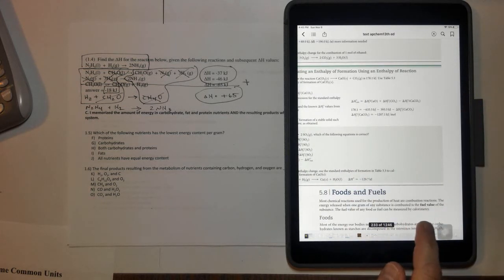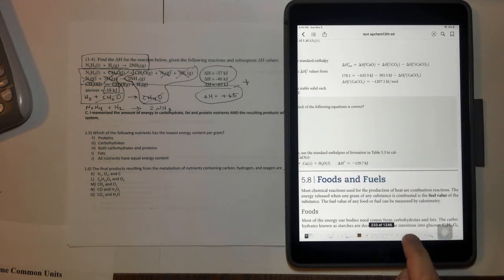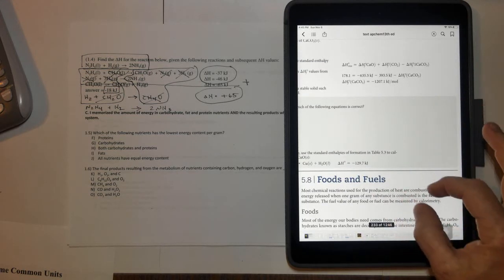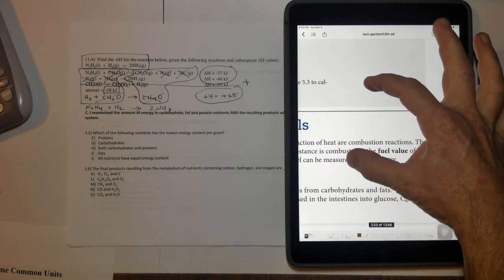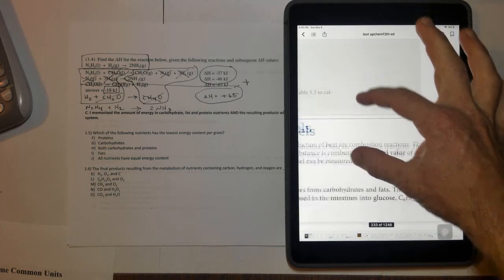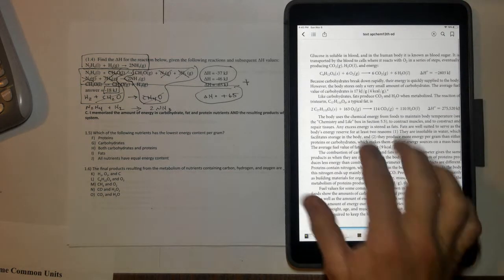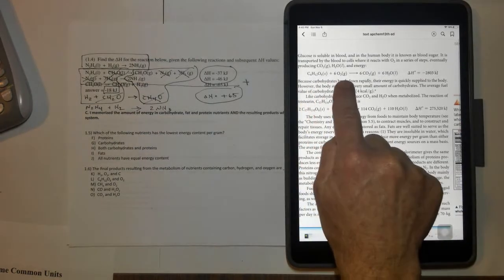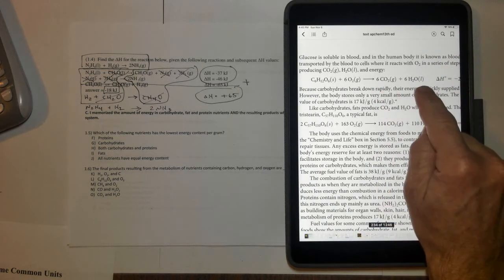production of heat are combustion reactions, and the energy released when 1 gram of any substance is combusted is the fuel value. So, most energy in our body comes from carbohydrates and fat, and then carbohydrates known as starches are decomposed in intestines to glucose, C6H12O6. It goes on to describe how these reactions occur. C6H12O6, they combine with oxygen, and the products are always carbon dioxide and water.